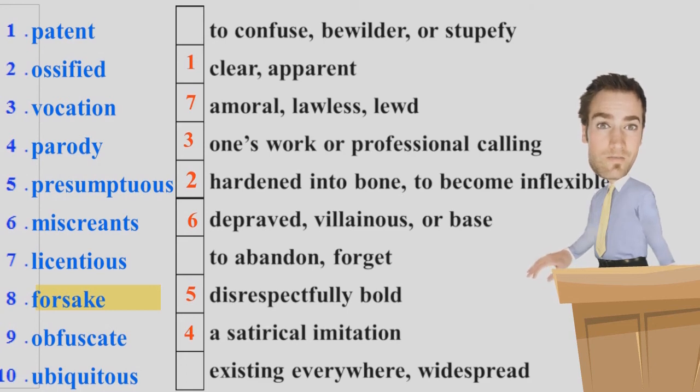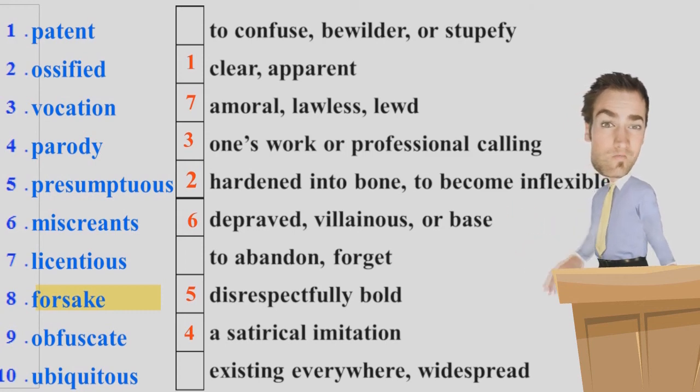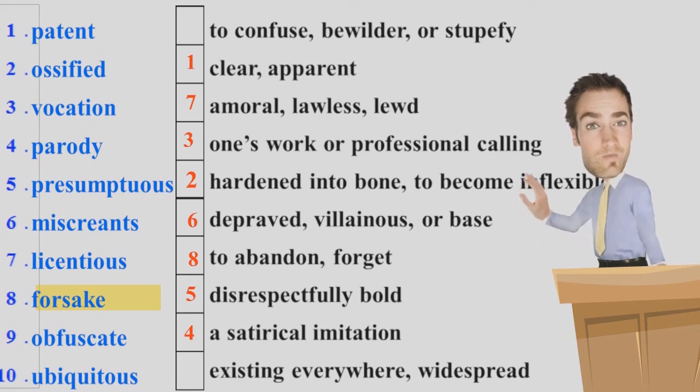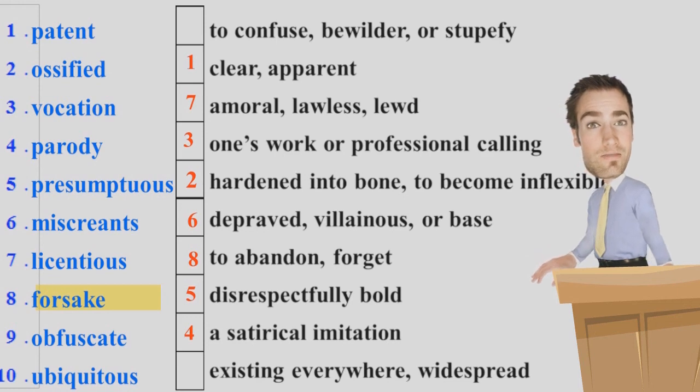Anytime a word starts off with for, it's probably of an Old English Germanic background, and the word sake in Old English and today meant purpose, for the sake of it, for the purpose of it. And it should be paired up with the 7th one down, to abandon or to forget. Forsake is not so hard, but you really need to think about what it means on some of these tests.